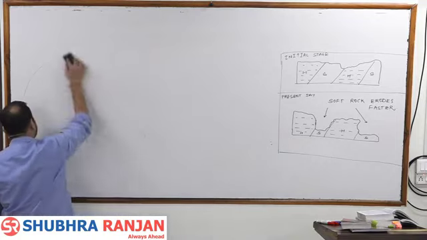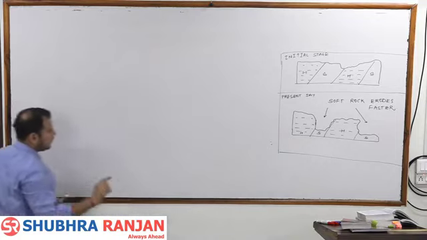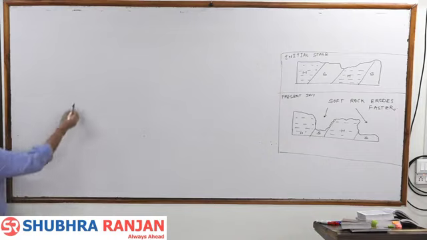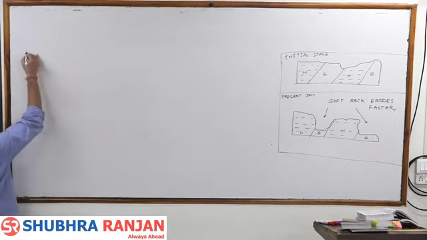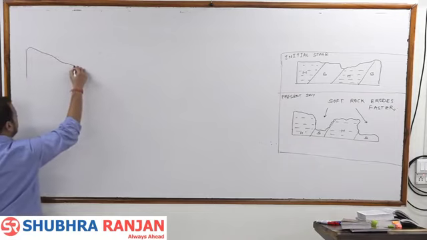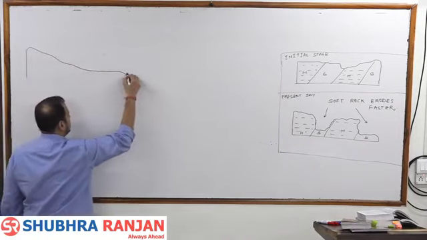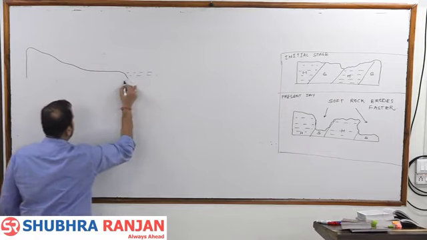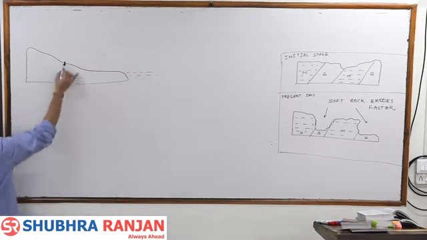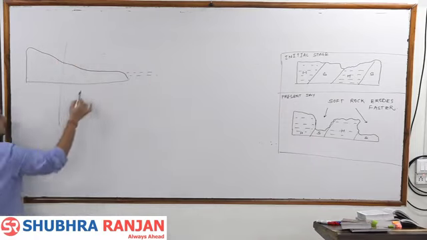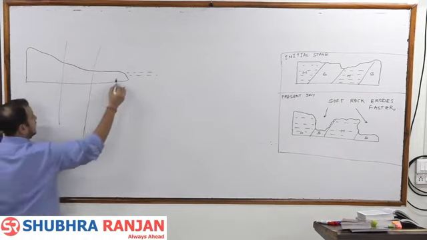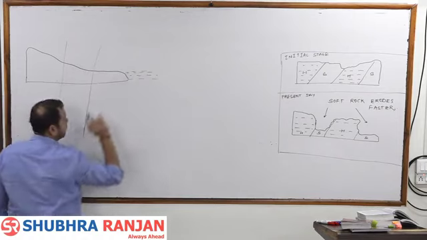Or due to different structure. Look at the different climatic conditions first. If this is a mountain, and this is a profile, after that there is a sea level. This is how the landform will pass from youth, mature and old age: youthful stage, mature stage, and very near to the sea level, the old age.